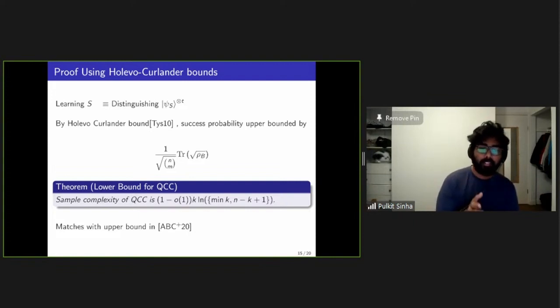Notice that the trace of the square root of rho b only depends on the spectrum of rho b itself. So once we plug in our estimates for the spectrum of rho b, we get a good upper bound on the success probability. And that upper bound on the success probability correlates to a lower bound on the sample complexity, which is what I described earlier. That is, we fix the constant factor in front of the highest order term. This can be checked to match with the upper bound, the algorithm mentioned in the previous work on this problem.